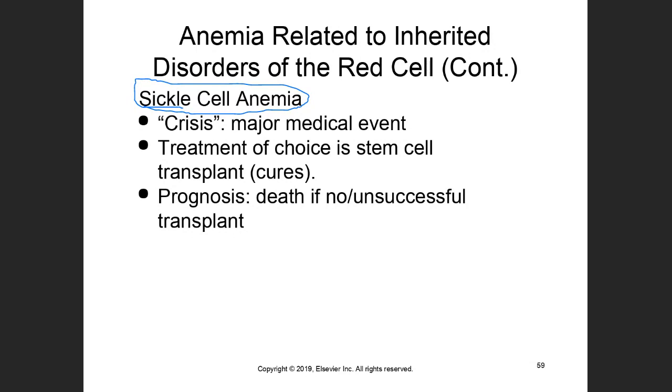We have two types of crisis in those patients. One is the, I don't remember. Okay? The choice is a stem cell transplant, which is the curative, but we have a couple of medications that we give to those patients. Okay.